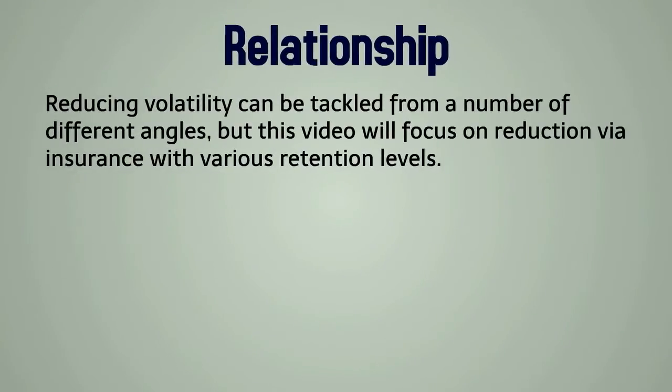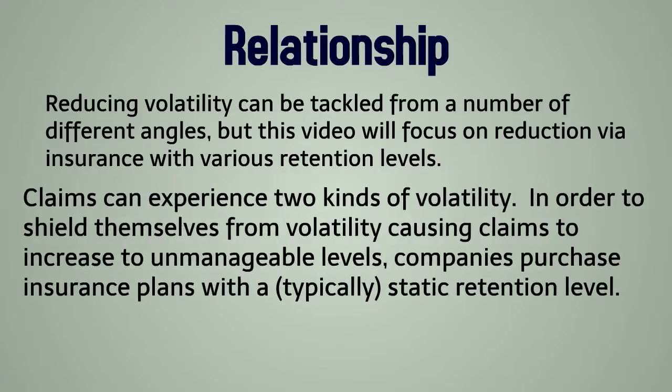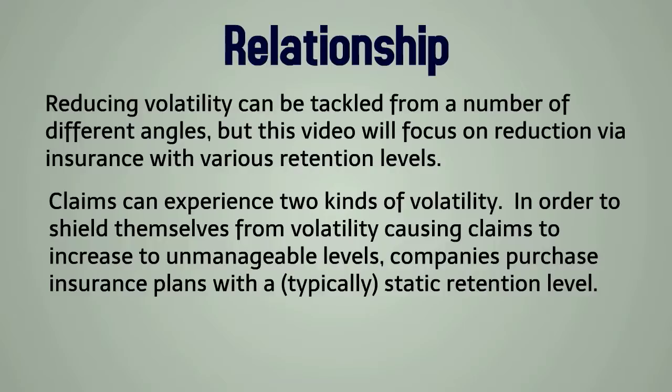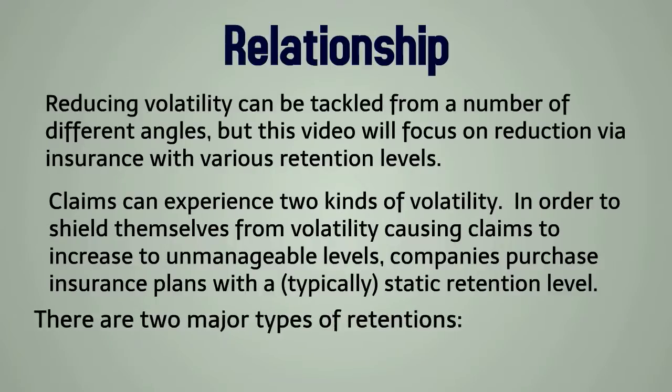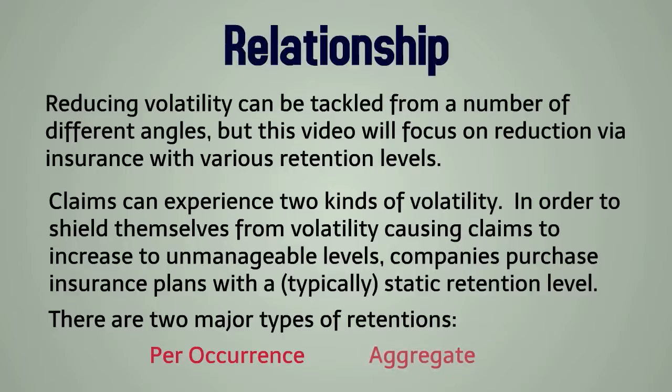Reducing volatility can be tackled from a number of different angles, but this video will focus on reduction via insurance with various retention levels. As we said before, claims can experience two kinds of volatility. In order to shield themselves from volatility causing claims to increase to unmanageable levels, companies purchase insurance plans with a typically static retention level. There are two major types of retentions, a per occurrence and an aggregate retention. First, let's talk about the per occurrence retention.